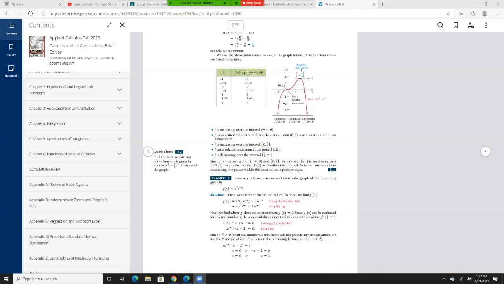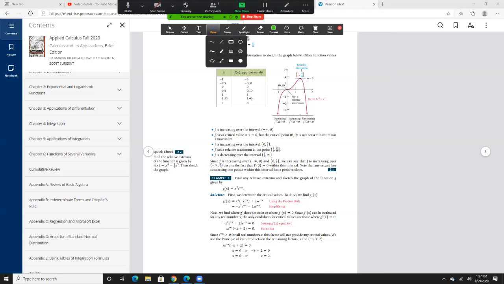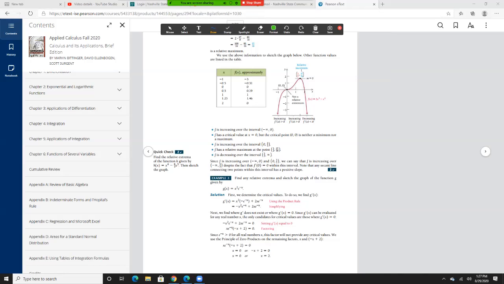Now let's take a look at example 3. This function is rather unique. We're multiplying x squared times e to the power of x. Of course, there is a graph associated with that.